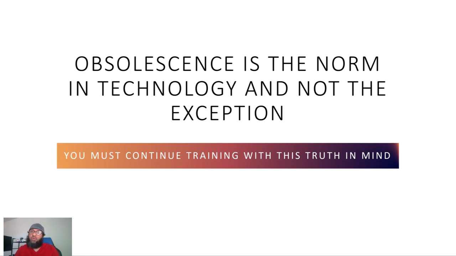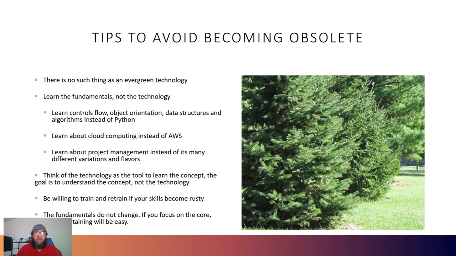As you learn this stuff, you are going to become obsolete. It's simply how it works in technology. I don't want to tell you that you can learn something and be evergreen. There is no such thing as an evergreen technology. Okay, so you are always in the process of becoming obsolete. But here are some tips to avoid becoming obsolete.